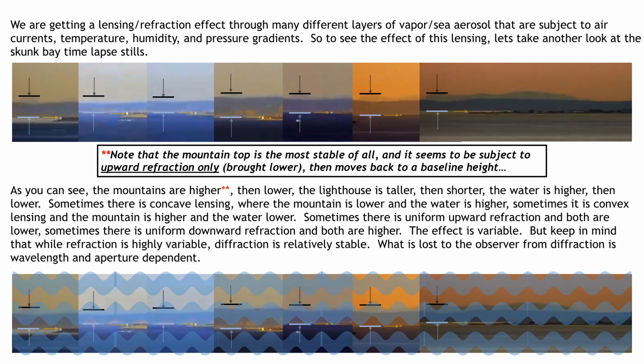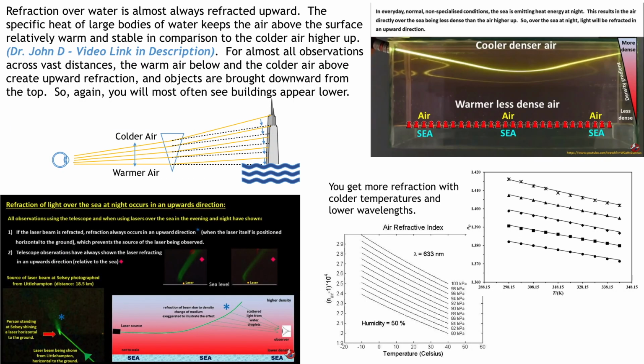But for the most part, across water, the warmer water from the specific heat of water is going to be creating this warmer atmospheric layer above the water, and you're going to be creating a lot of upward refraction and pushing things in the background lower than where they actually are. So we'll talk about that here.